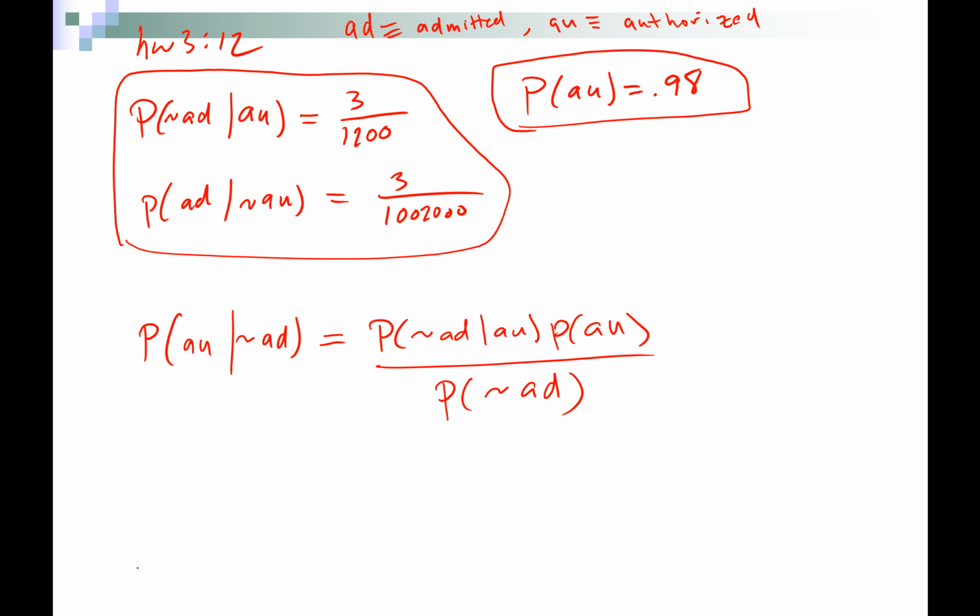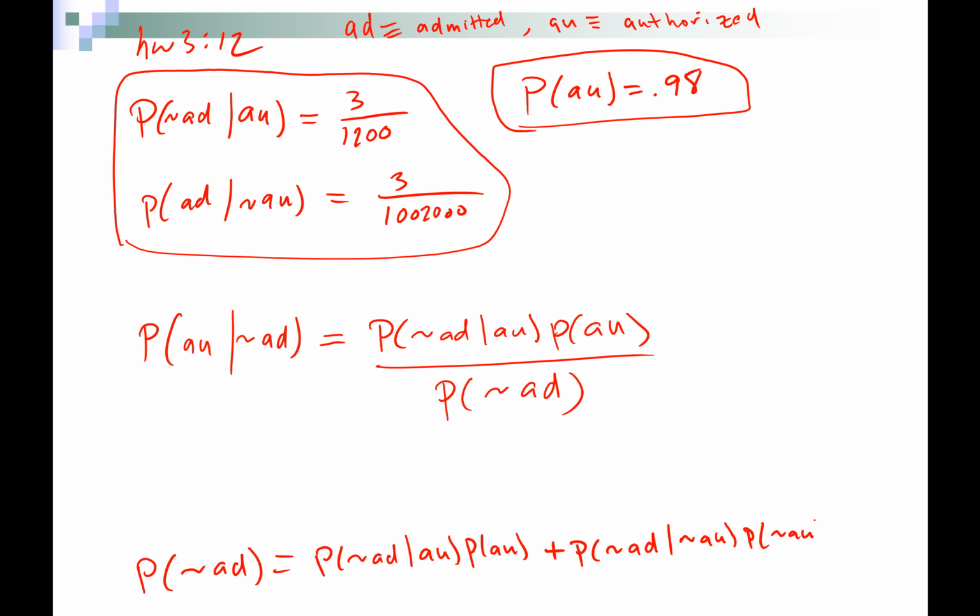So the first thing we need is the probability of not being admitted. And that can be written as the probability of not being admitted given that you're authorized times the probability of being authorized. That's one way that you can be not admitted. What's the other way? If you are not authorized, times the prior probability of being not authorized.